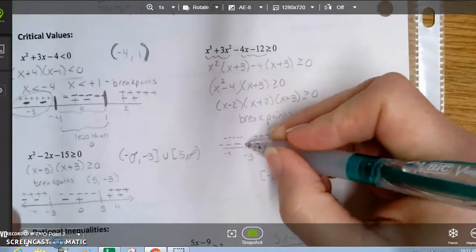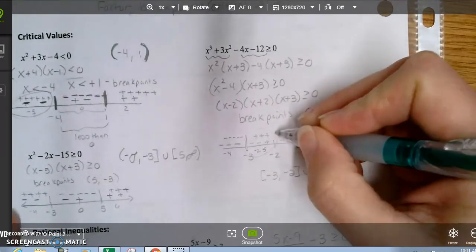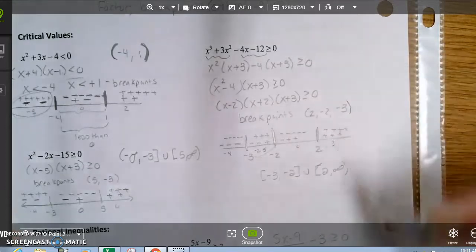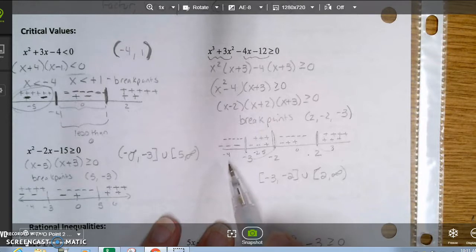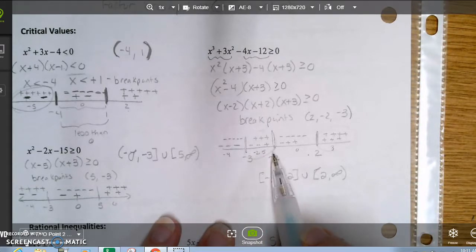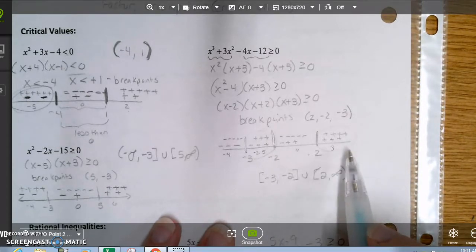So again, we put those breakpoints on our graph. Then we're going to test areas surrounding those breakpoints. We're going to test below negative 3, between negative 3 and negative 2, then between negative 2 and positive 2, and then greater than 2.